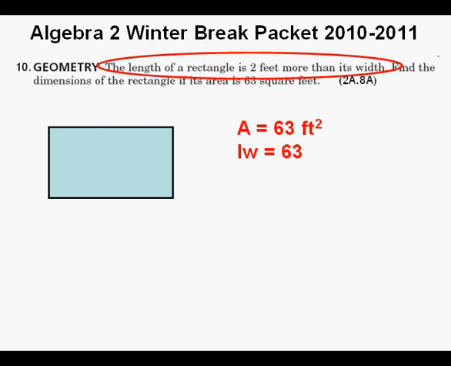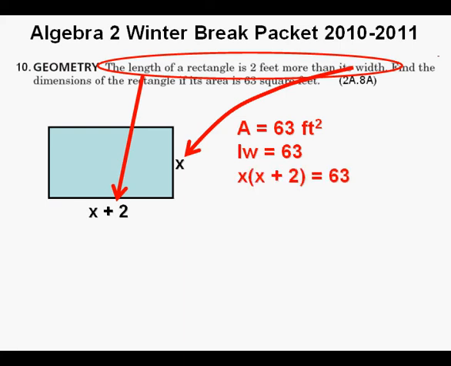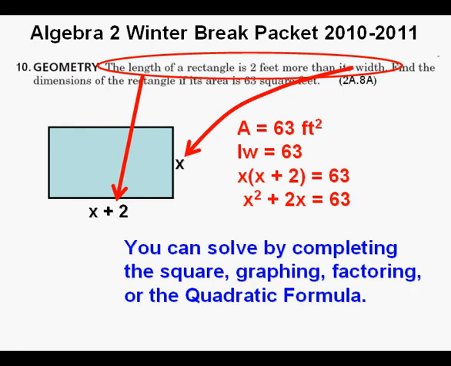We then take this bit of information at the beginning, that the length is 2 feet more than the width, so we can call the smallest number x for the width. And since the length is 2 feet longer, we can represent that length as x plus 2. Then we can write our equation as x times quantity x plus 2 equals 63. Using the distributive property of algebra, we have x squared plus 2x equals 63. From here, you can solve by completing the square, or if you subtract 63 from both sides of the equation, you can solve by graphing, factoring, or the quadratic formula, which I leave to the viewer. I've done most of the thinking work for you on this one.